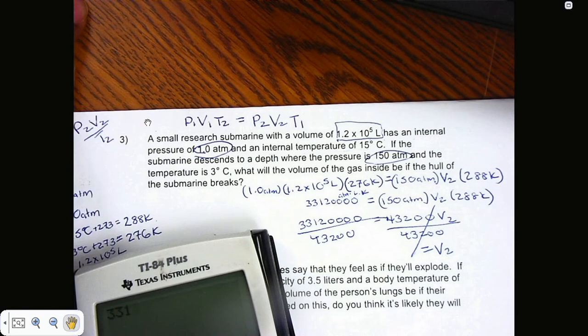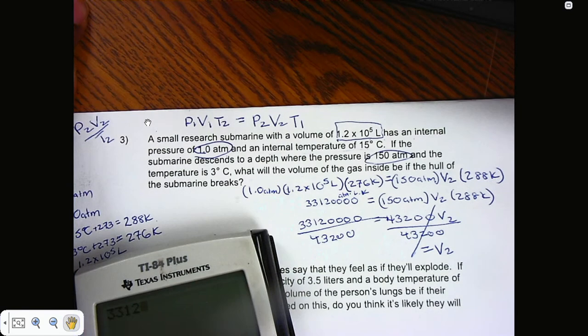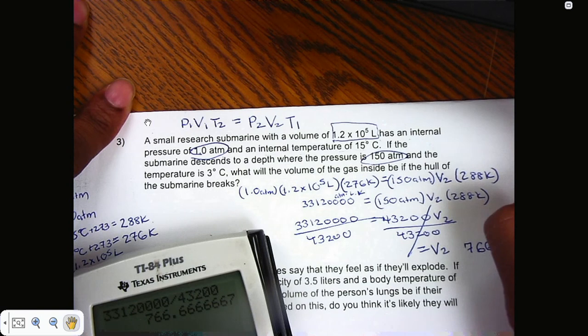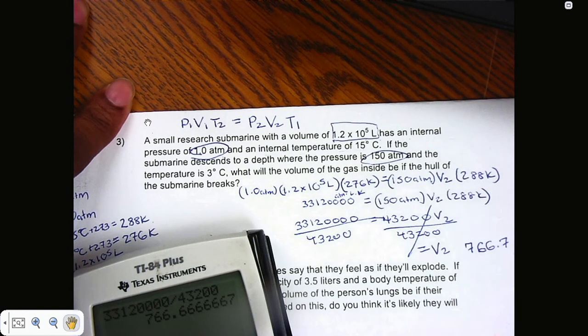So here, 3, 1, 2, 1, 2, 3, 4, divided by 4, 3, 2, 0, 0. And that's going to give me a value of 766.7, which I definitely am going to round.